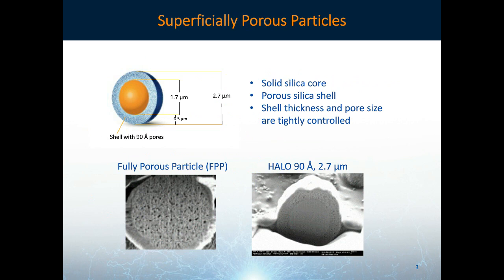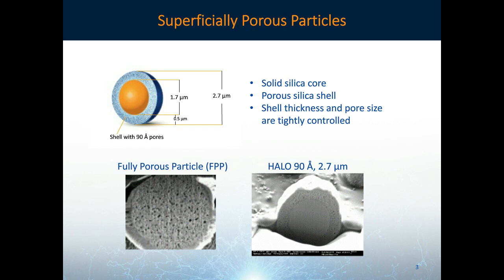So first, I'd like to briefly review superficially porous particles. These are also known as fused core, solid core, or core shell particles. The top left shows a cutaway image of an SPP with a solid silica core in gold and a porous shell in blue and white. In this example, the core is 1.7 microns and the shell is a half micron with 90 angstrom pores. So what we do at AMT is tightly control the shell thickness and pore size, so we're able to vary those and also vary our total particle size.